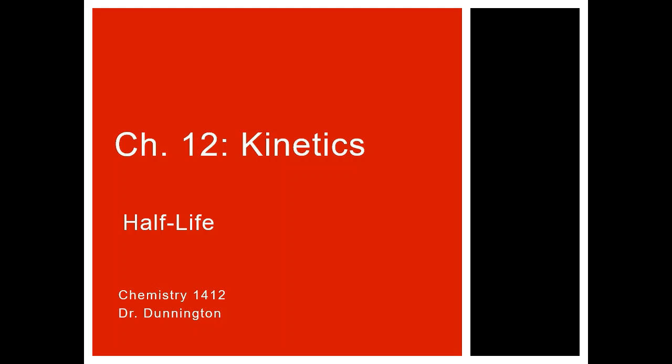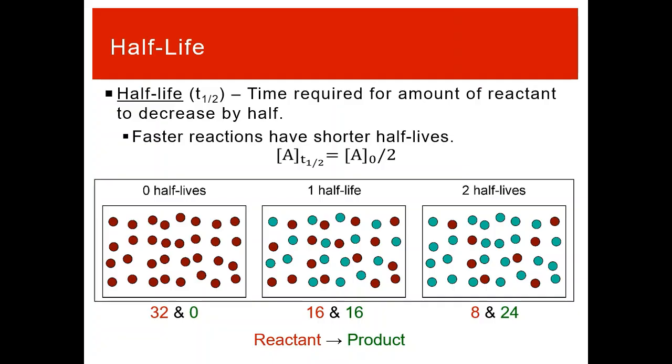One last topic in kinetics, describing exactly how fast reactions go and monitoring them, is half-life. The half-life of a reaction is the time required for the amount of reactant to decrease by half. So basically, if you start with some amount of reactant, how long will it take for 50% of that reactant to be gone? Our symbol for half-life is T1/2, so T and then a little subscript 1/2.